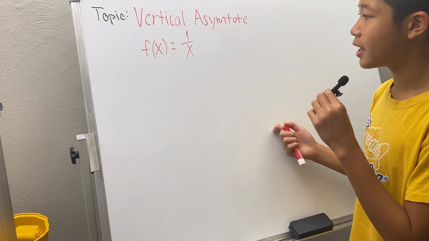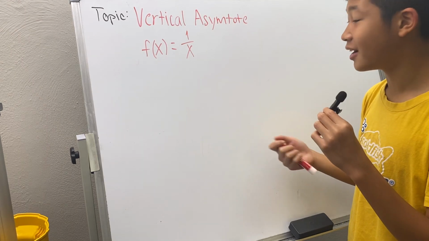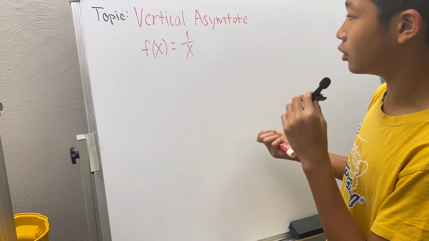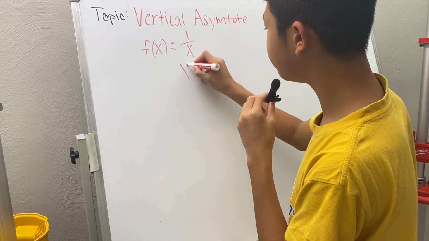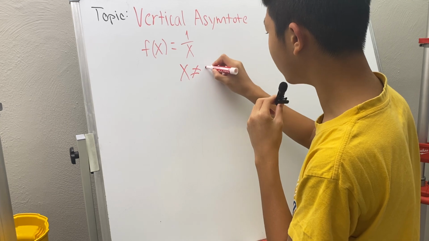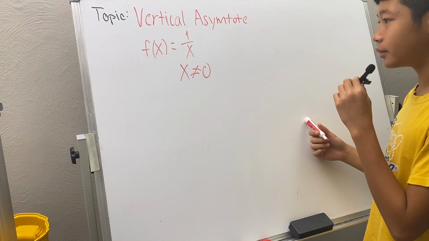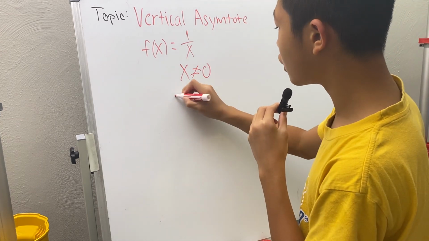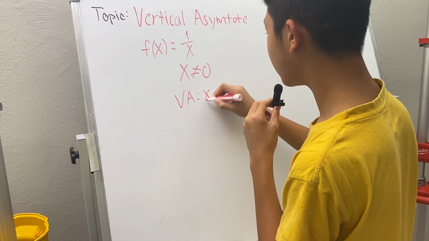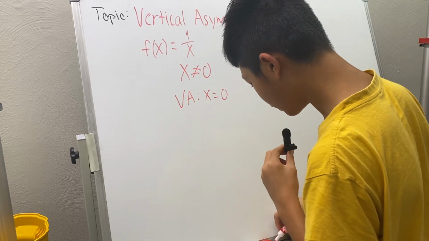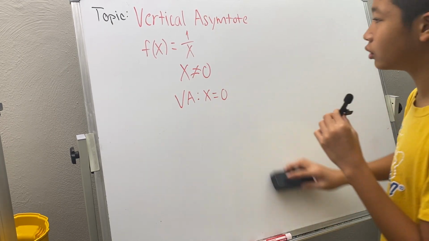Well, if the bottom is 0, then this function will break. It can't be 0, so you've got to set the bottom not equal to 0. So x cannot be 0, so the vertical asymptote, you can just write VA is where x equals 0. Okay? This is like where x is 0.